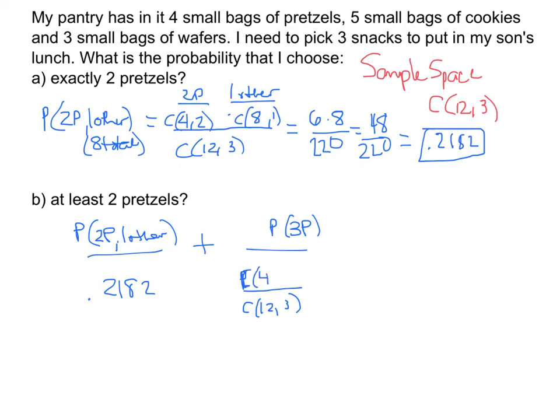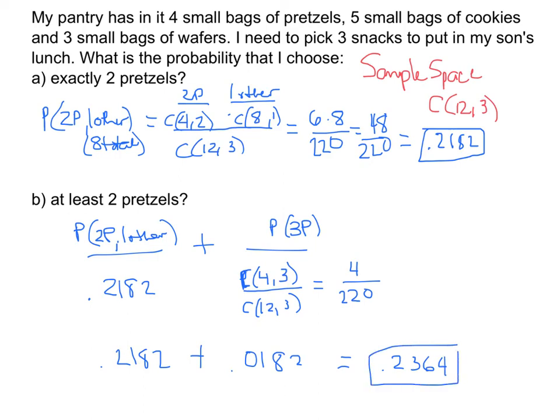Sorry, that should be a C. We've got 4 pretzels to choose from, and we are choosing 3 out of the 4. And when we compute the combination, we get 4 over 220. When we do the division, we get 0.0182. And when we add them together, we get 0.2364 as the probability that we end up with at least 2 of our snacks being pretzels.